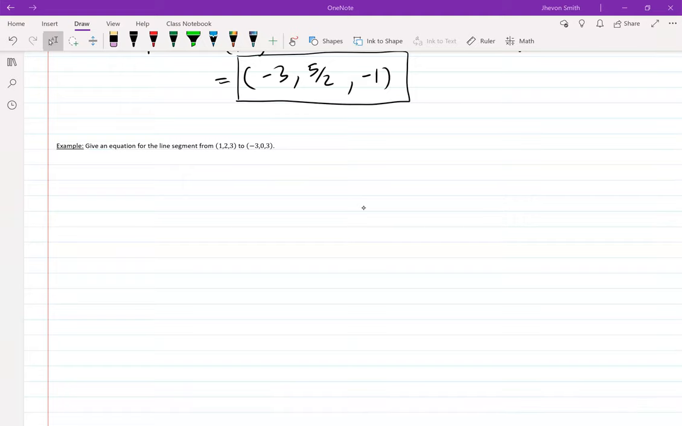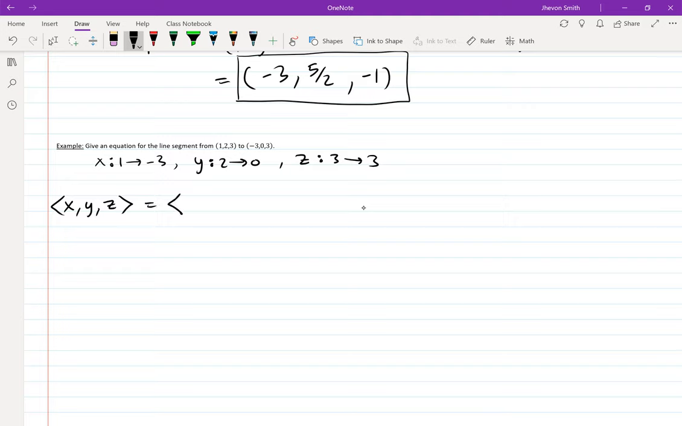We see that our x value goes from 1 to minus 3. We see that our y value goes from 2 to 0. We see that our z value starts at 3 and stays at 3. So pretty much for x, y, z, you want to describe what each one does.